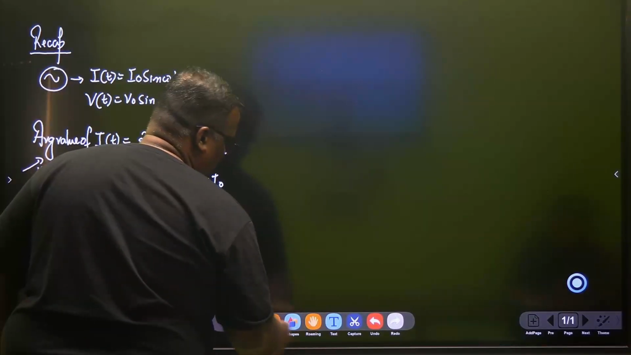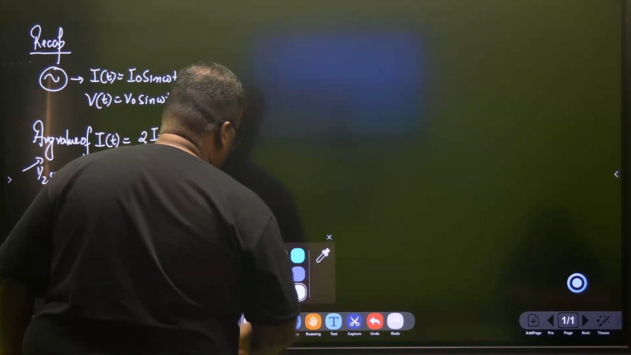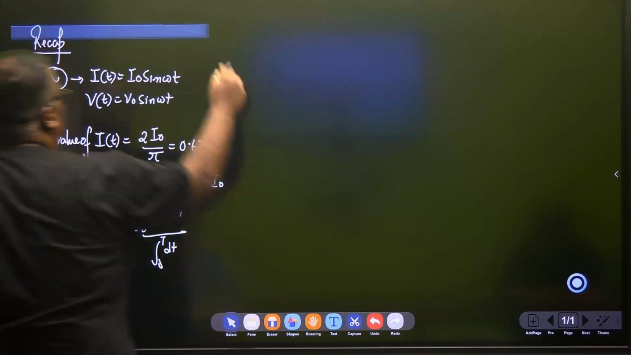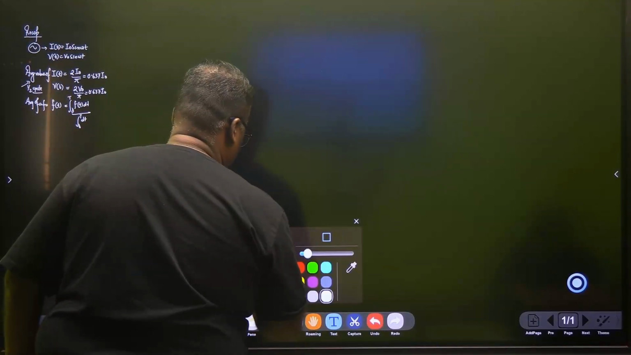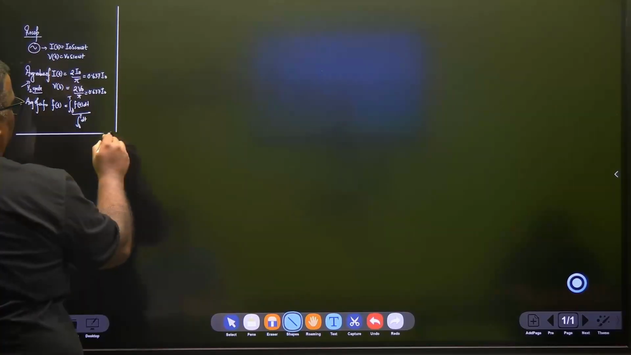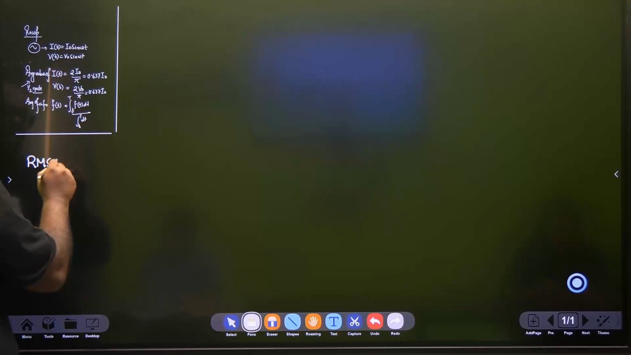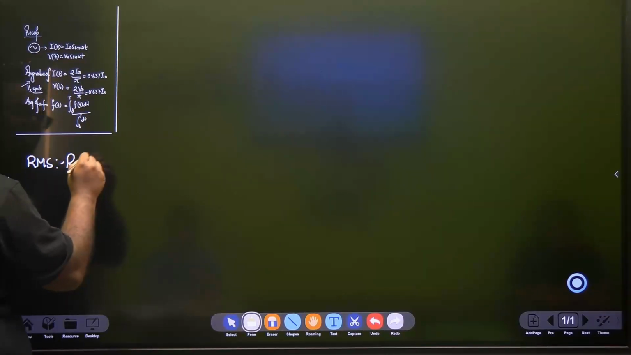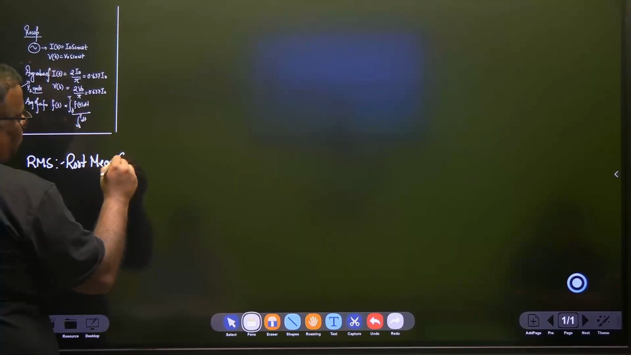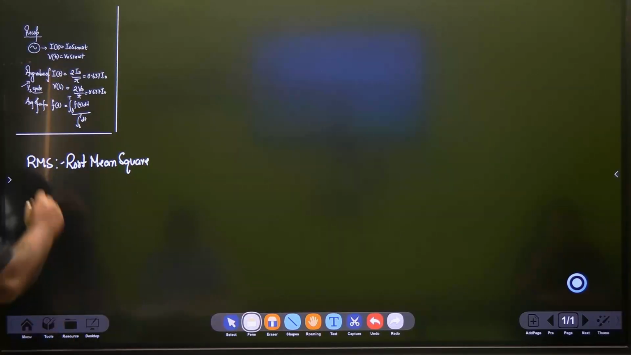So today what we will be focusing upon is the next parameter, which is called the RMS value. We'll see the derivation of RMS value, how we get the RMS value, and then slowly we will get inside. Our discussion today is RMS, which stands for root mean square.